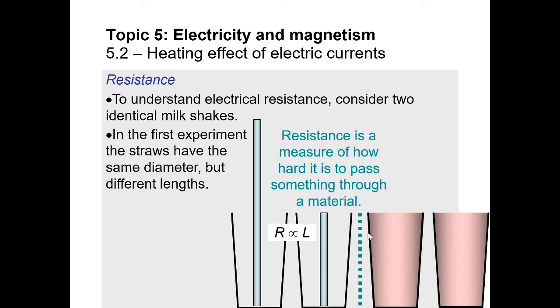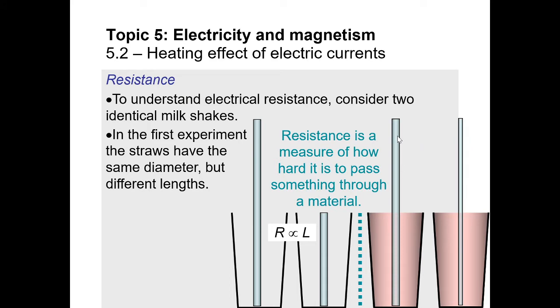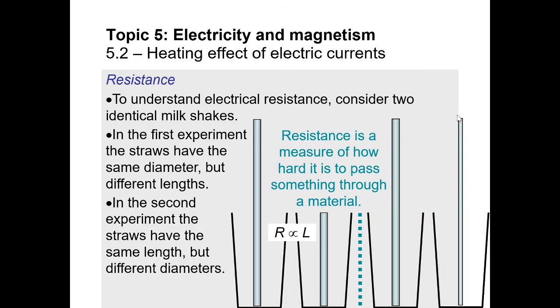Okay, the second variable we're going to investigate while holding everything else constant is the diameter of the straw. Would you rather drink the milkshake out of the really thin, tiny straw or the standard diameter straw? Well, most of you would probably say the standard diameter straw, because this one, you would have to suck through it very hard in order to get any sort of amount of milkshake out. Okay, so what we find is that the diameter, which can also be represented with the cross-section area, okay, so the smaller the cross-sectional area, the more resistance there is.